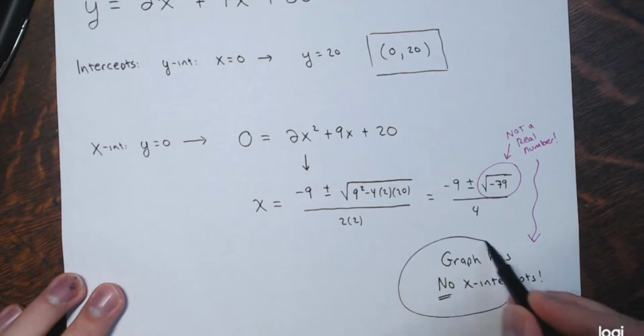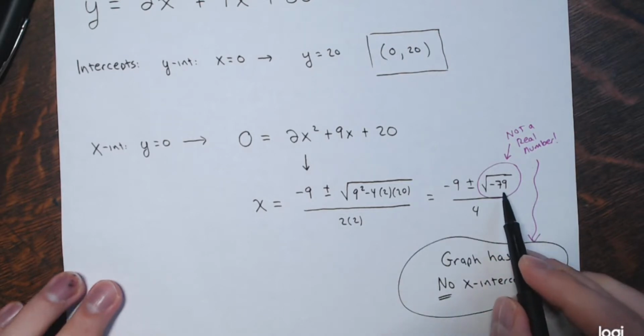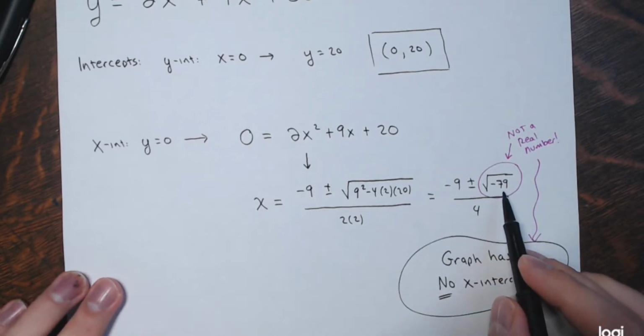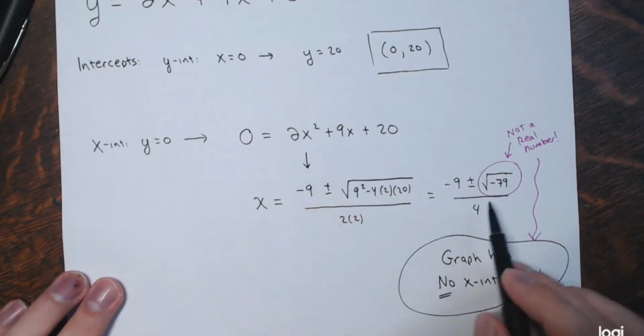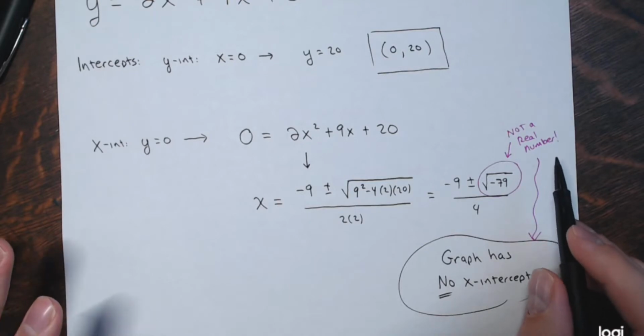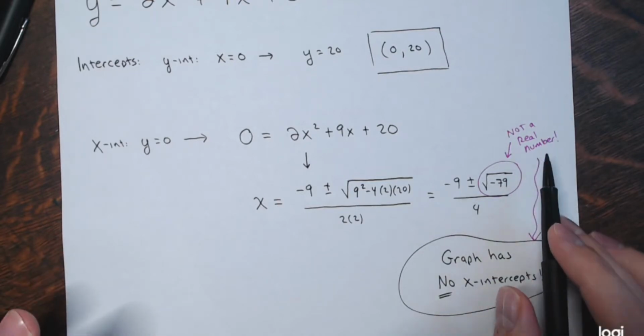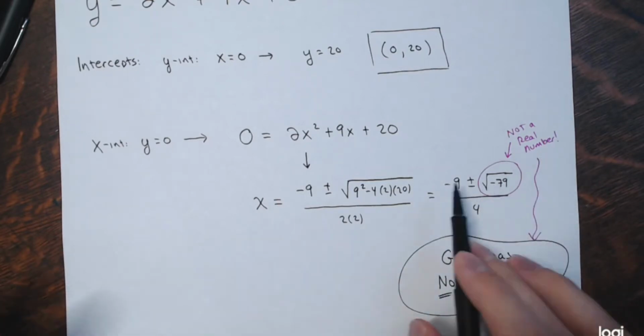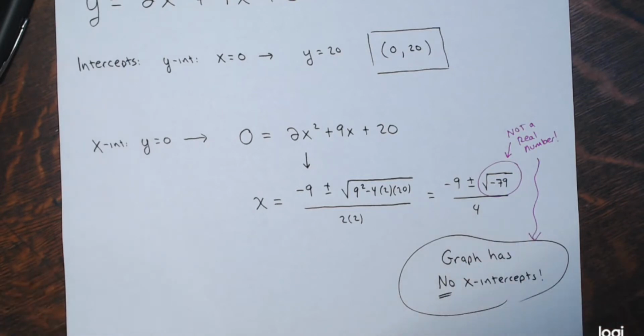Simple as that. So if the expression inside the square root, when using the quadratic formula, ends up being negative, you're taking the square root of a negative, that's imaginary, not real. And if your x-intercepts aren't real, then you have no x-intercepts, because the x-axis is a real number line, not imaginary.